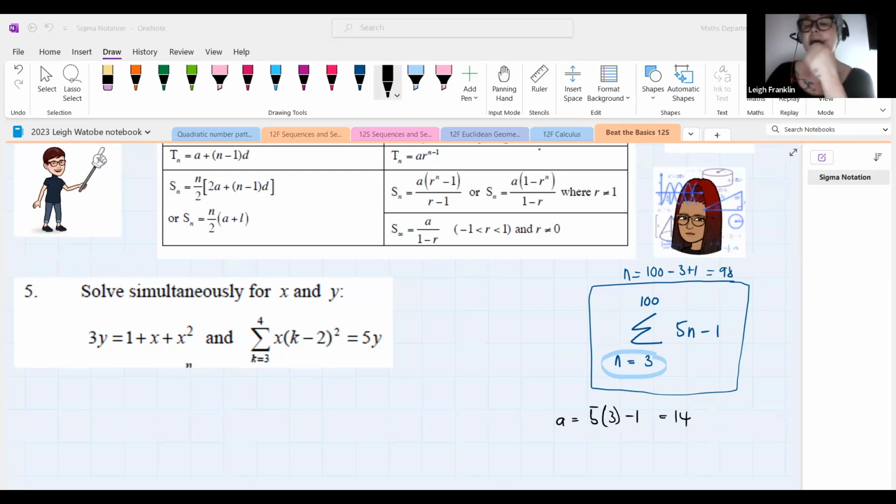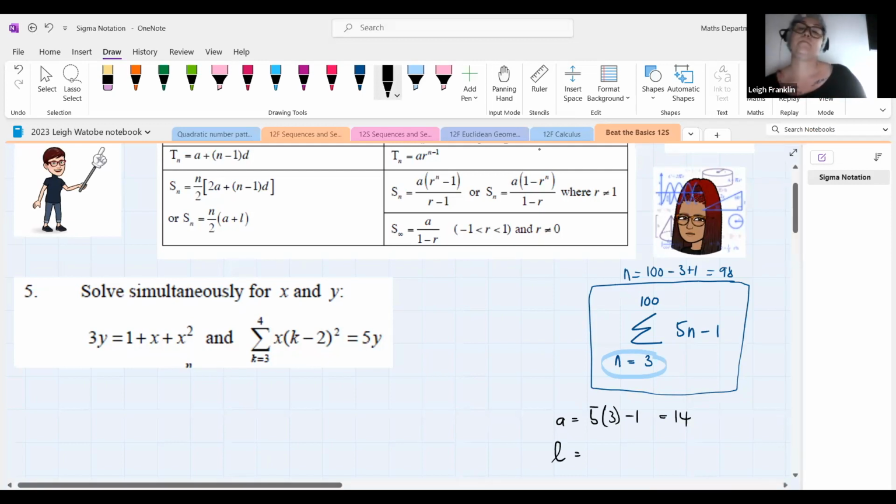Okay, how would I calculate the last term in this pattern? Plug in 100. Okay, so that's where I end. Good. So the last term would be 5 times 100 minus 1. Okay, so that would be 499 would be the last term.